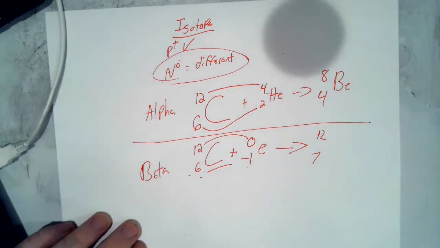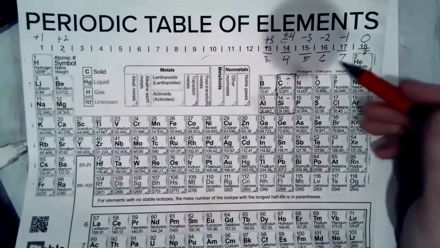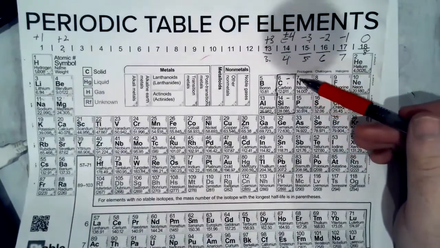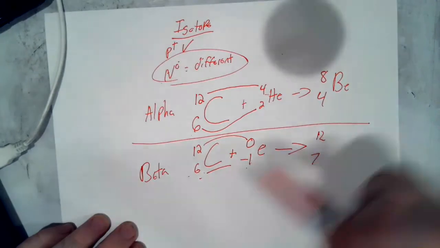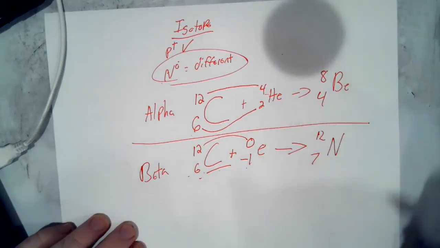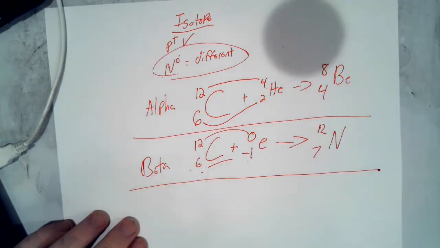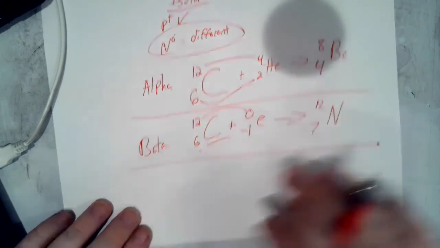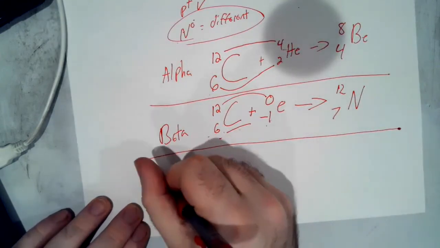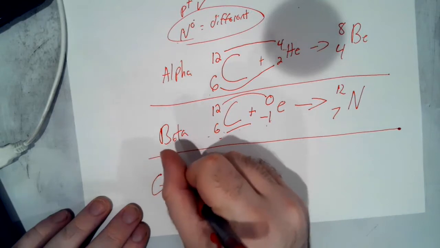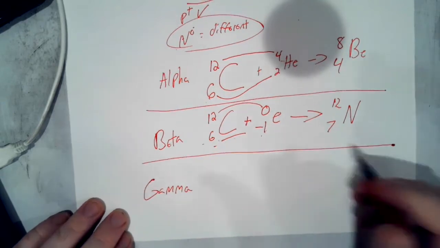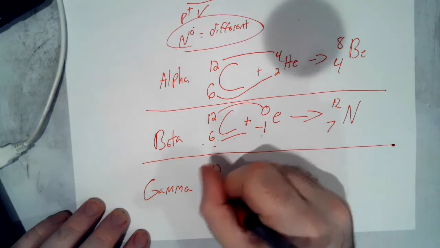And we're going to look on our chart. Beta decay, let's see, we started at carbon, it's got a 7, so we're at nitrogen now. So that's our new element. Beta decay is a little more harmful than alpha. It can be stopped by something like tinfoil, but this last one is the deadliest. We call this gamma decay. Starting with the same element.